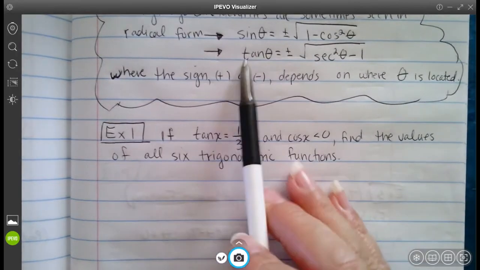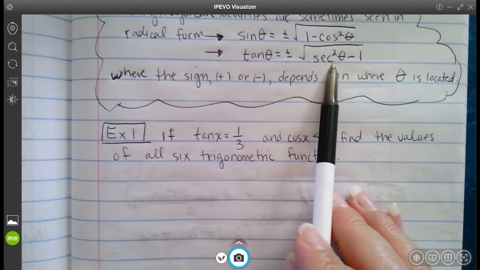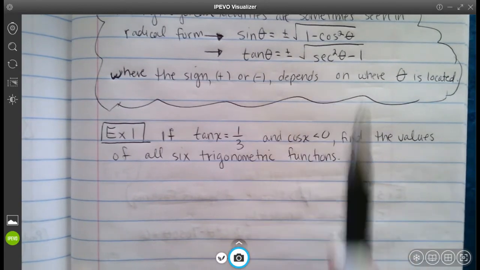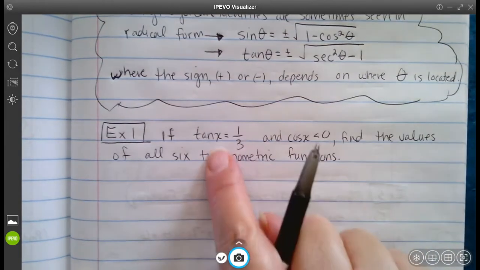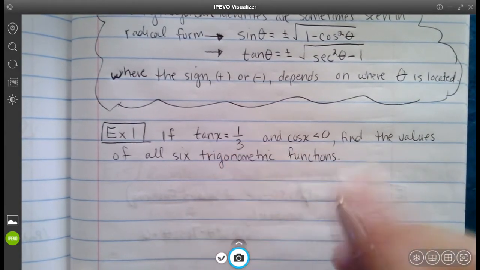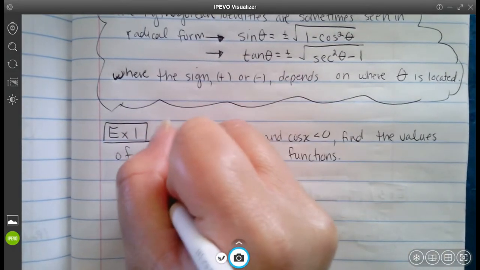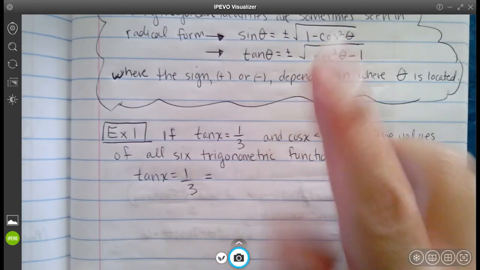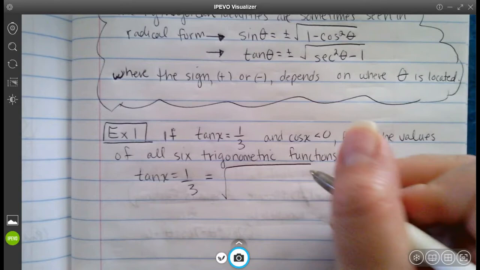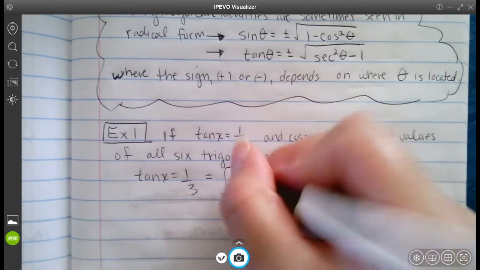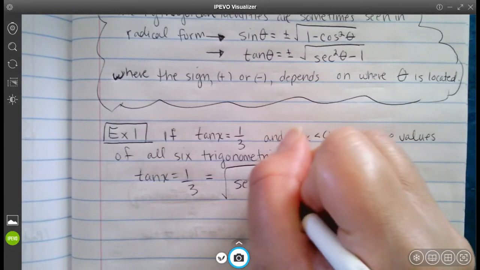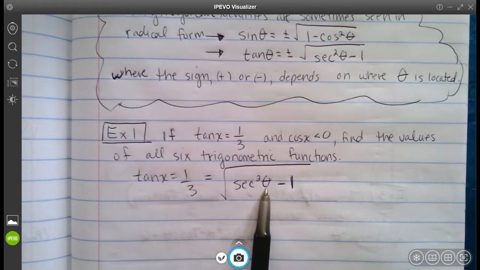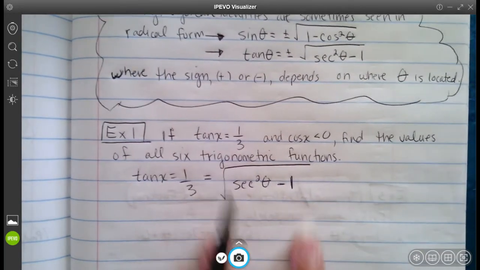Using what I have up here, the tangent of theta is equal to this, so I can figure out what secant is going to be equal to if I solve for secant. Since tangent of x is equal to 1/3, let's write it out so we can see it all. Tangent of x is equal to 1 over 3, and according to this it is equal to the square root of secant squared theta minus 1. I'm going to solve for secant using 1 over 3. That's the equation I'm solving.